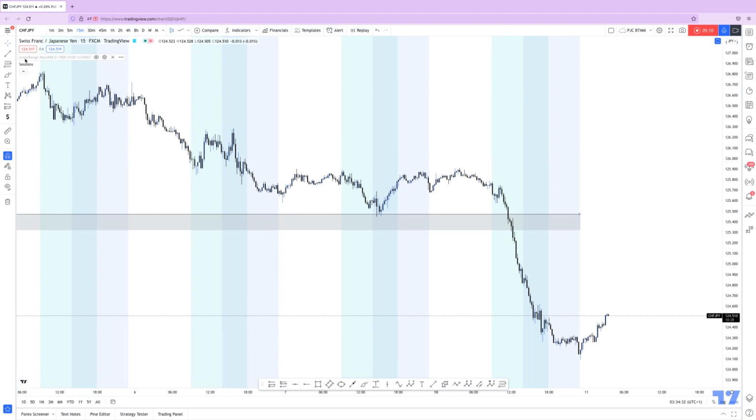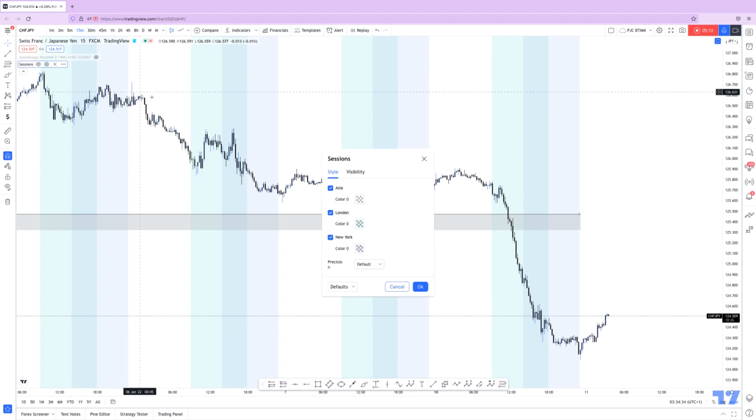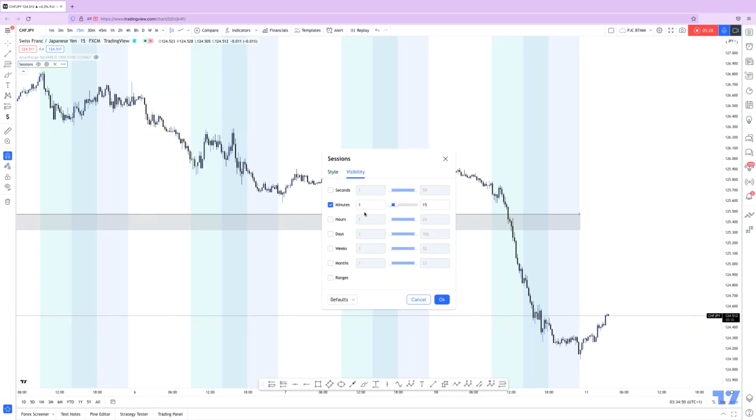Now, let's say the indicator. Now this is a style. So under the style, Asian should be set as white, depending on the background color of your chart. So the London session, you can now tweak around with the color of the London session. The visibility is under settings, which I should be taking note of.